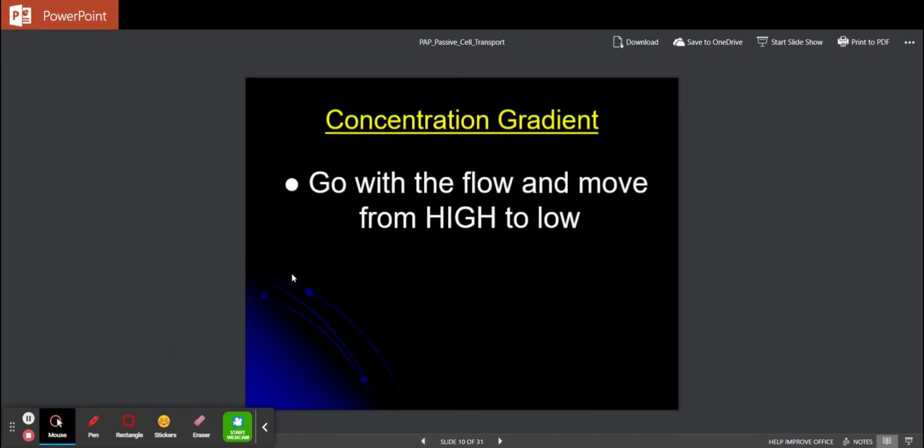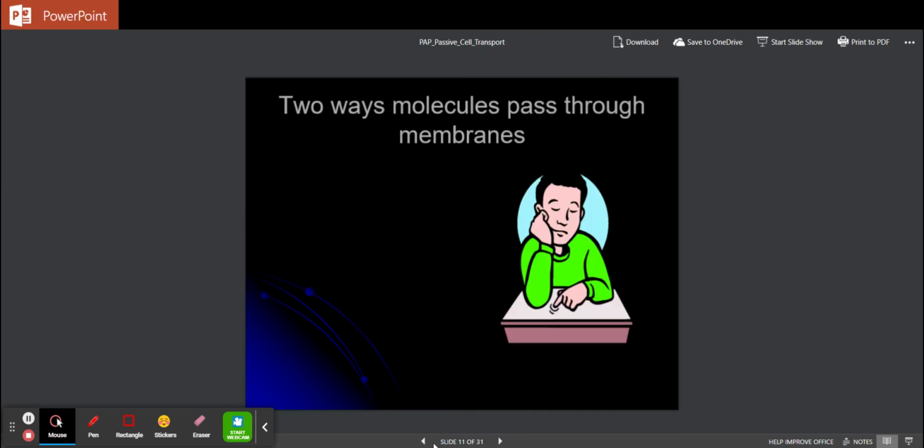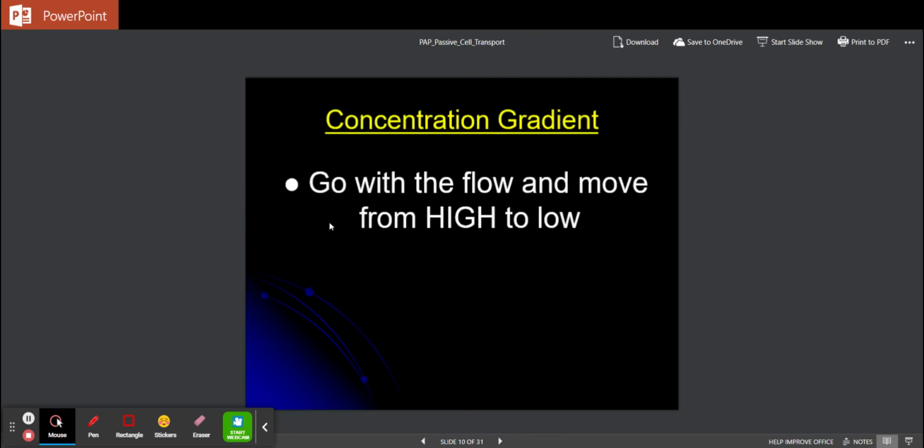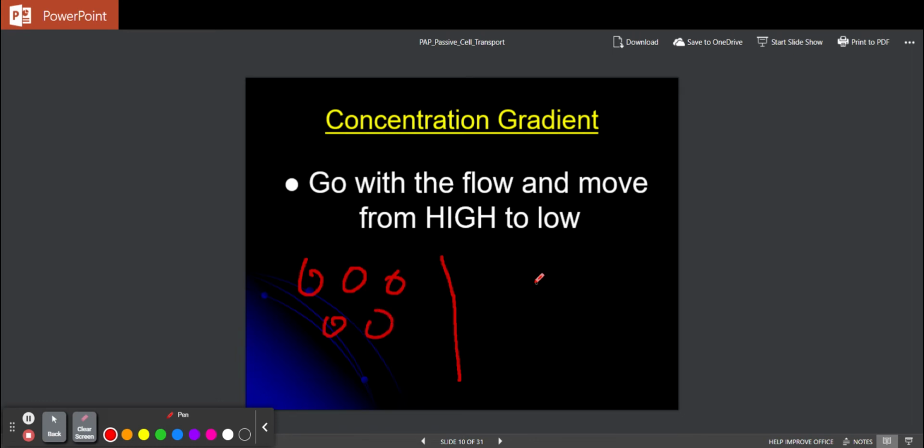All right. So concentration gradient in passive transport, which is what we're looking at today. Everything moves from a high concentration gradient to a low concentration gradient. So let's say there's five things here. There's two things here. Well, this wants to reach the equilibrium state, so things will move from this side to this side until it reaches equilibrium.